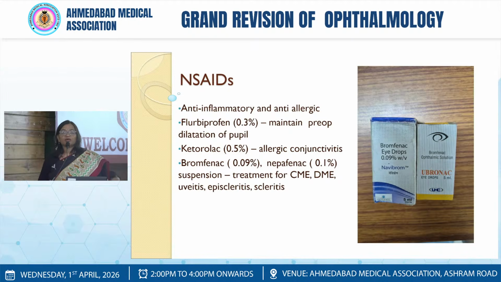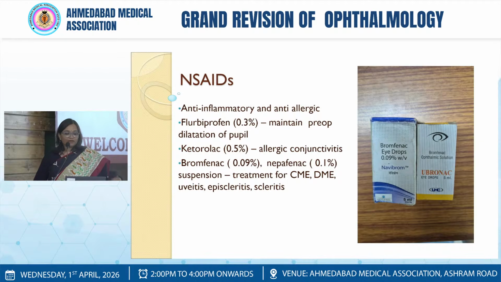The second one is ketorolac, which is used in patients with allergic conjunctivitis. As you have seen in previous slides, it is also available in combination with antibiotics, just to prevent secondary infections. The benefit of bromfenac and nepafenac is that they have more posterior segment penetration. So they are most commonly used in patients with cystoid macular edema or diabetic macular edema, in uveitis, episcleritis and scleritis, where we require more posterior penetration of the drug.